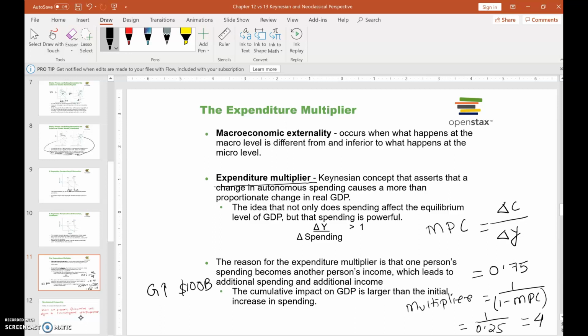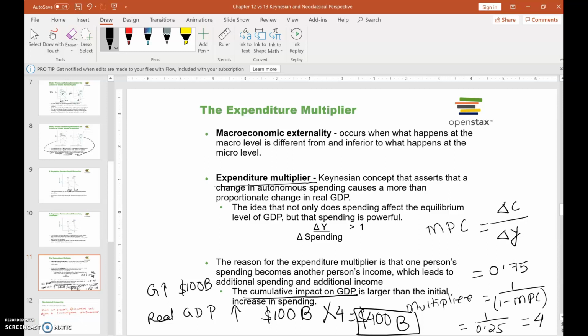If government spending increases by $100 billion, the real gross domestic product will increase by $100 billion times the multiplier, which is equal to $400 billion. So that's what we mean by the cumulative effect on GDP being larger than the initial increase in spending. All right, that's all we have with the Keynesian perspective. Thank you very much.